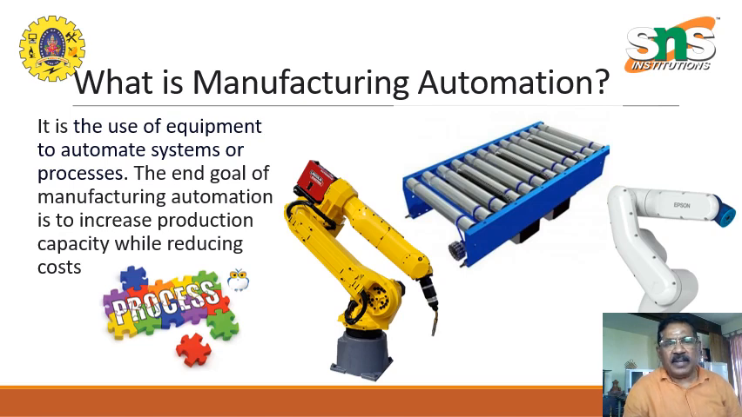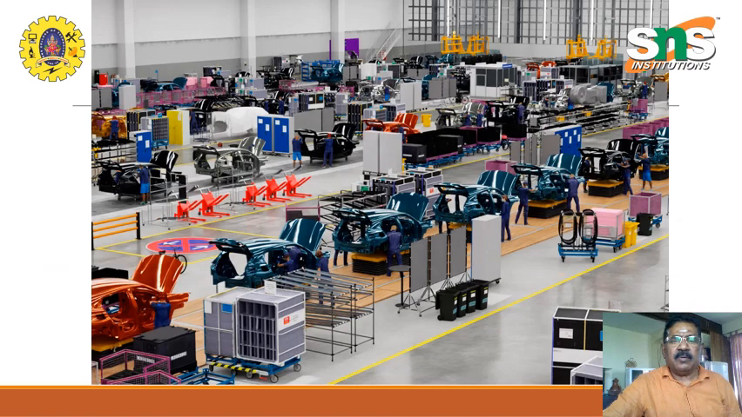The end goal of manufacturing automation is to increase production capacity while reducing the cost. The idea is to reduce the cost. Now, you can use a robot, or you can use a conveyor to do the work. A typical manufacturing setup is being shown here.